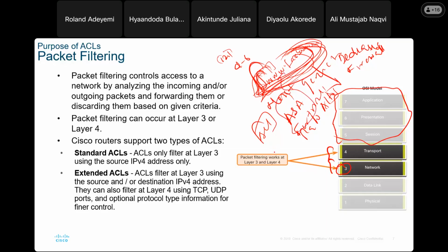So why can't our access list do all of these things? Because access list only operates at layer 3 and layer 4. It can filter at layer 3, IP addresses. It can filter at layer 4, port numbers.